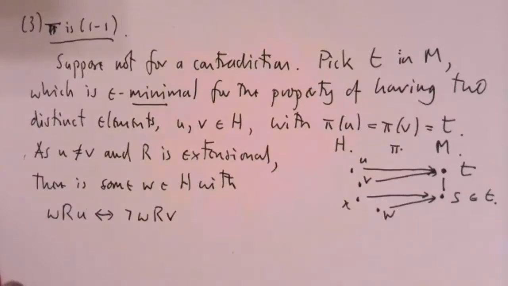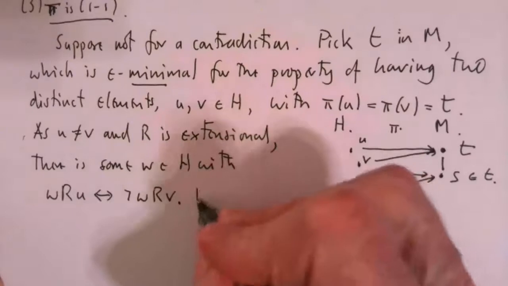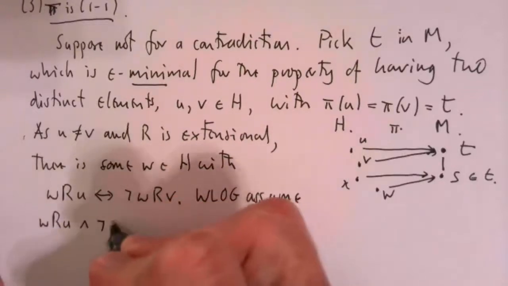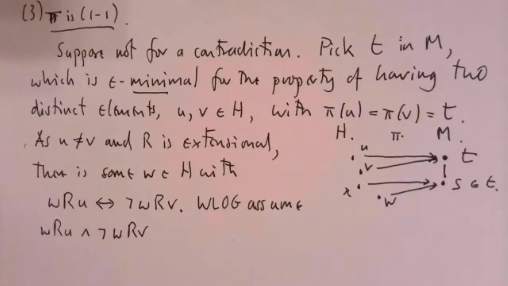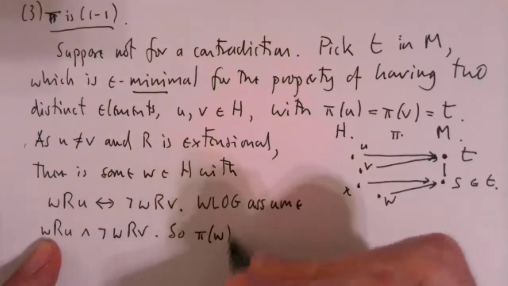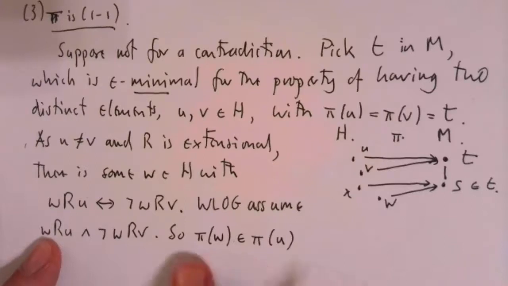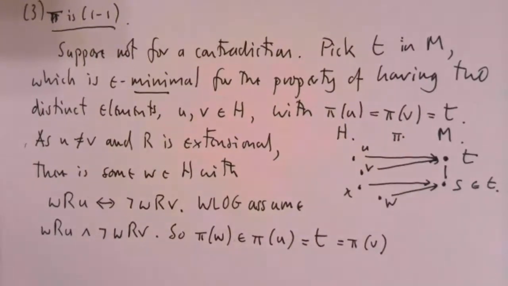Right, so just for the sake of argument, we suppose W is below U but not below V. So without loss of generality, we assume W is below U, but it's not below V, rather than the other way around, which would make no difference for the argument. Okay, pi is an isomorphism. So pi of W is a member of pi of U over here. Right, U is being sent to T, pi of U is T, and this is pi of V in our diagram.